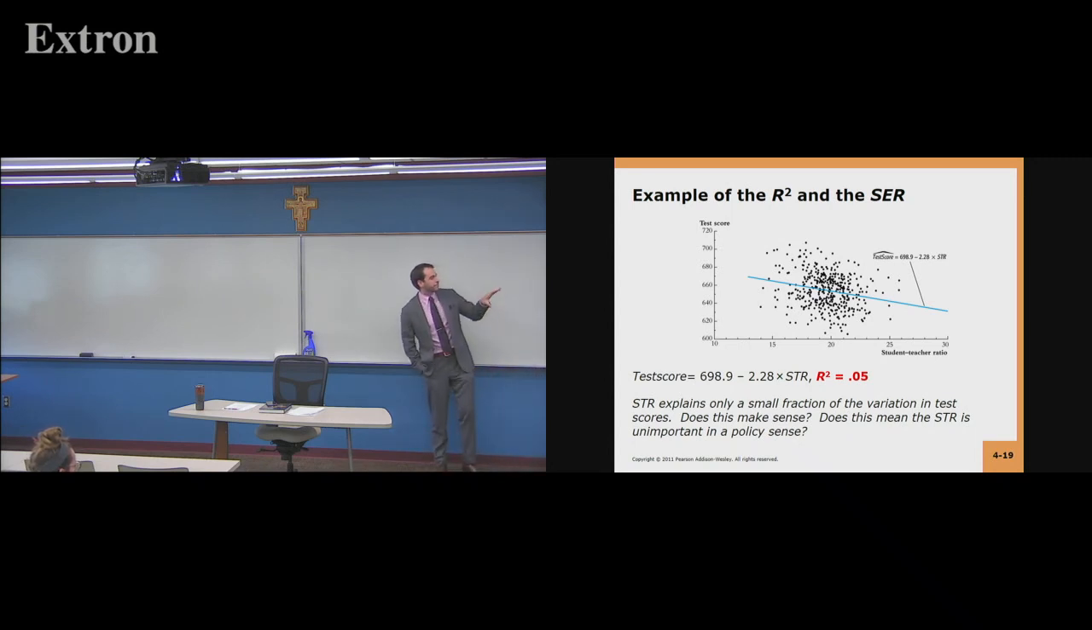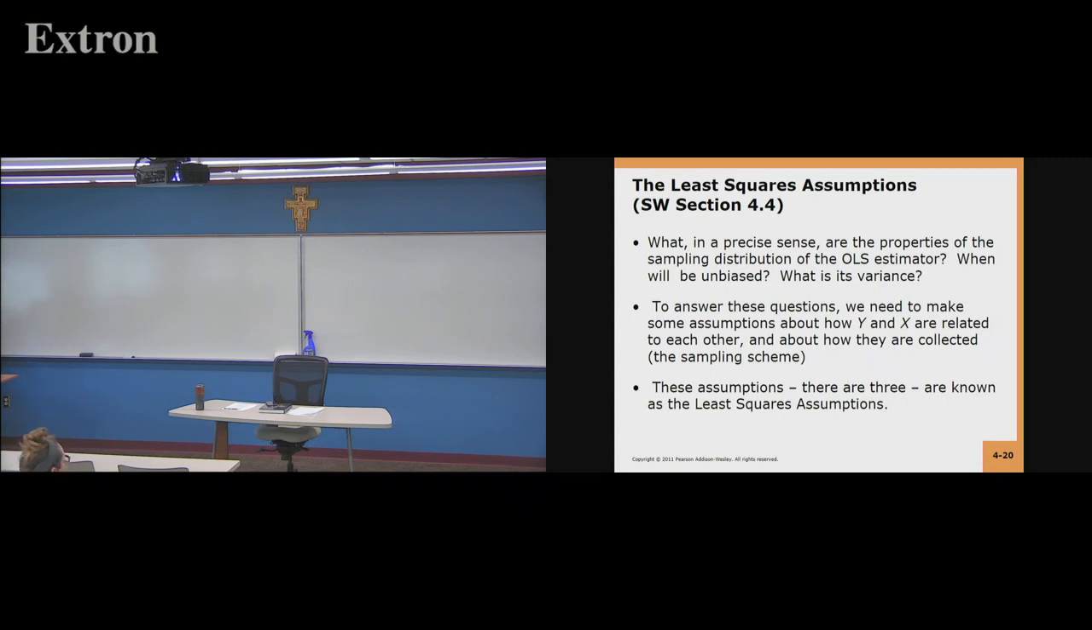So in this case, only 5% of the change in the test score can be explained by the student-teacher ratio. Obviously, like you guys talked about, this makes sense because there's a lot of other things that impact grades: the amount you study, how much money the school districts spend, all the different demographic characteristics. To solve for this, we're going to shift into the assumptions first before we talk about the solution.